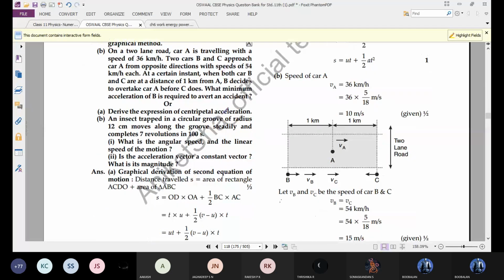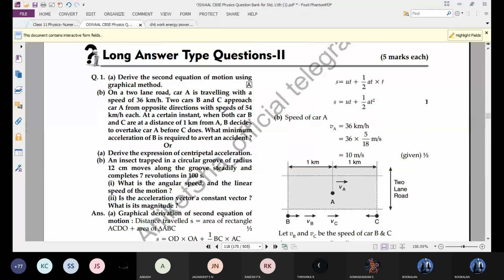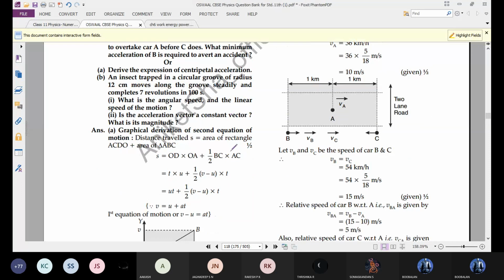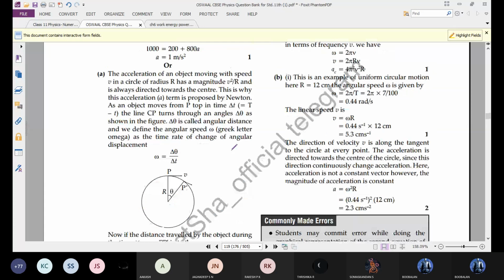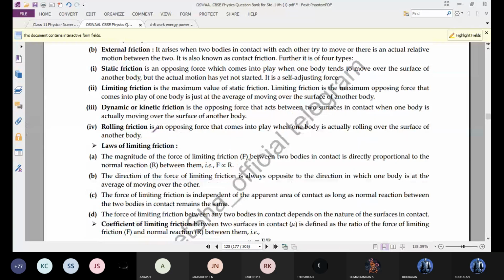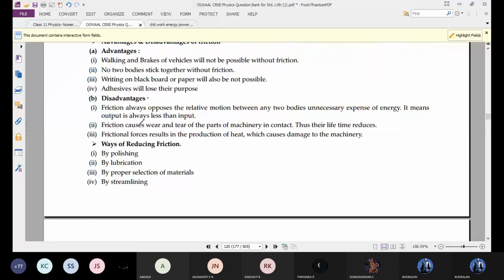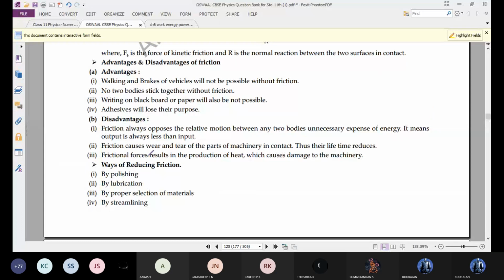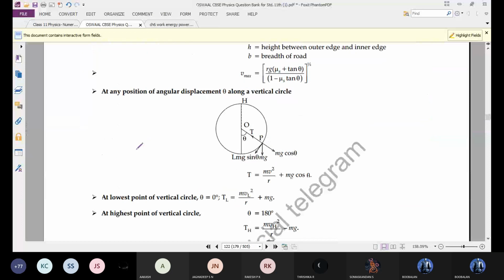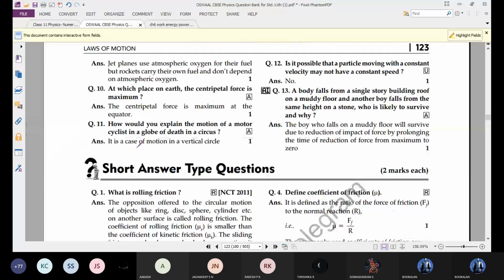In this chapter, there is no derivation part, no need to worry about derivation part. Okay, problems and concepts are enough. And friction, and the examples of friction. So what are the advantages, what are the disadvantages? And banked road formula. So how to reduce friction?